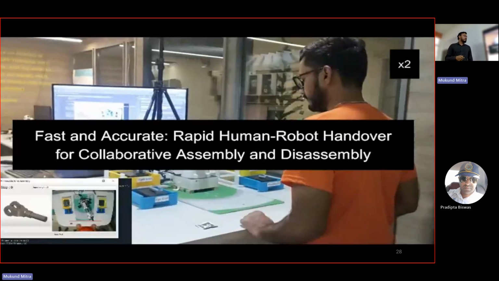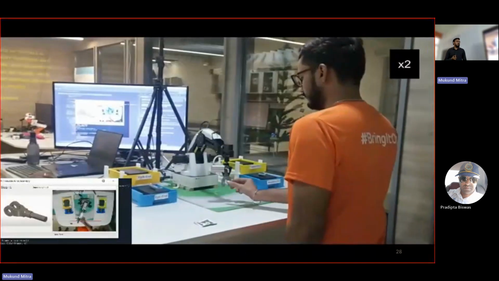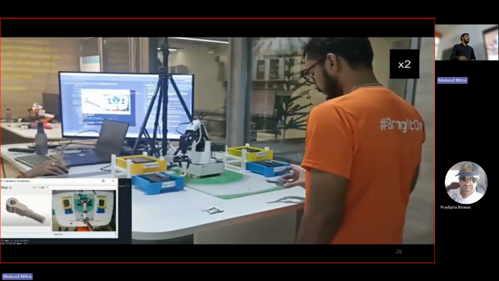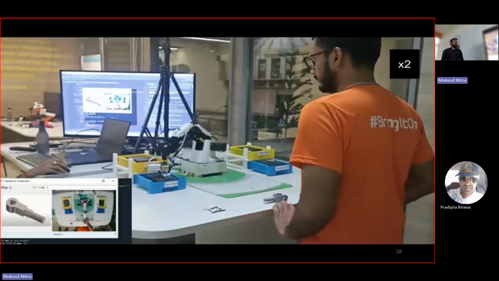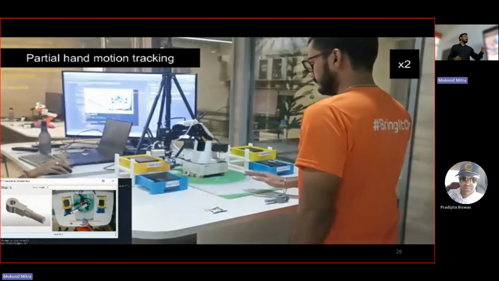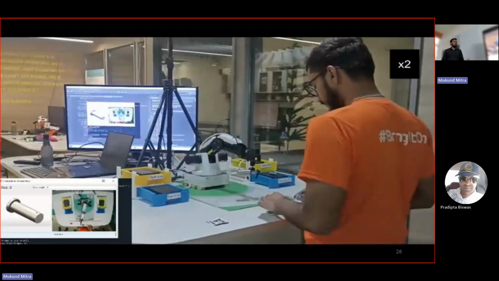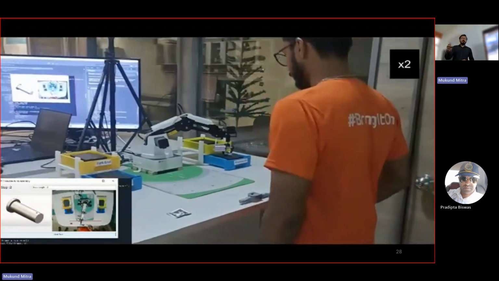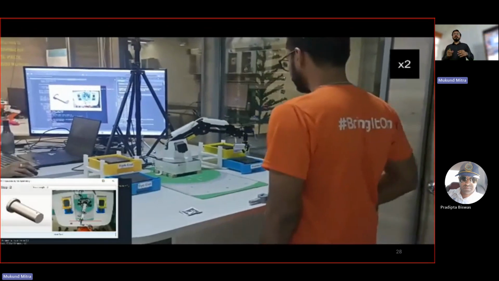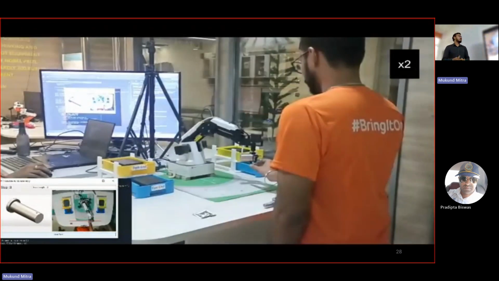So this is a video of the assembly task. Based on the partial hand motion of the user, the robot goes to the user and gives the object, and then the user will finally assemble it. And the disassembly process is just the opposite: the user gives some object to the robot, and based on the partial motion, the robot comes and places it at the intended target.